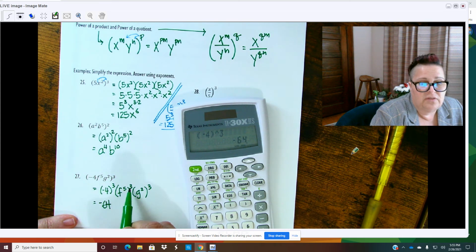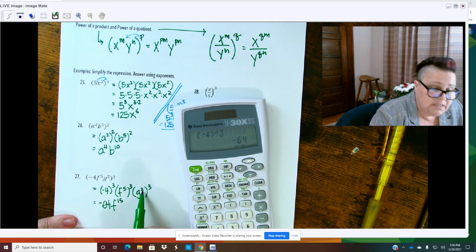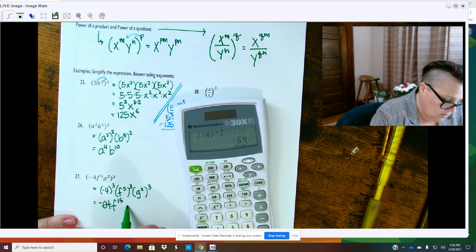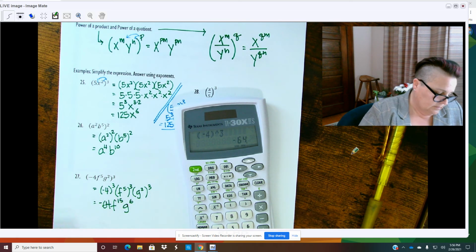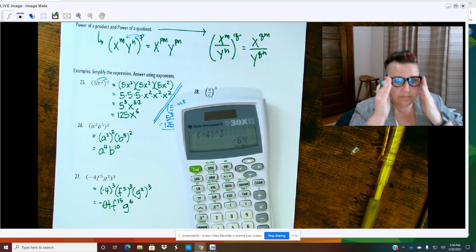F to the fifth to the third. Power to another power, I multiply them. That's f to the 15th. G to the second to the third. Power to a power, I multiply them. G to the sixth. Negative 64 f to the 15th g to the sixth.